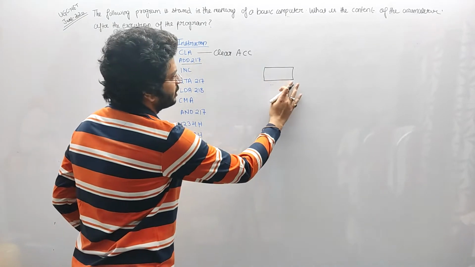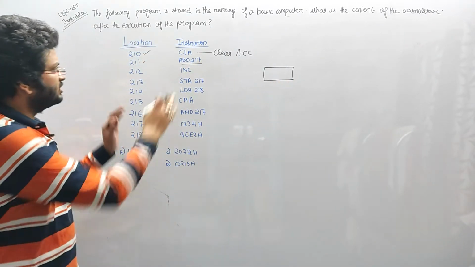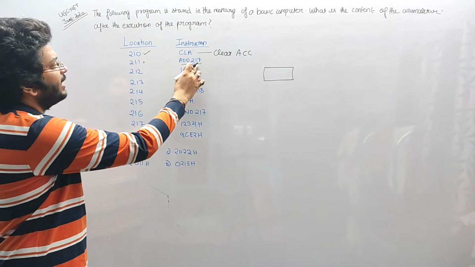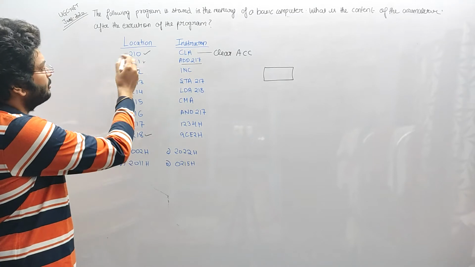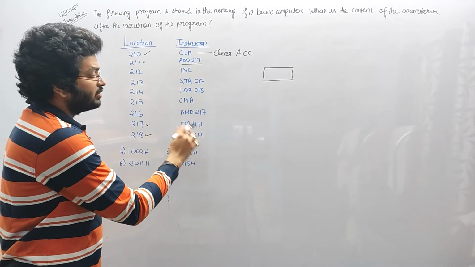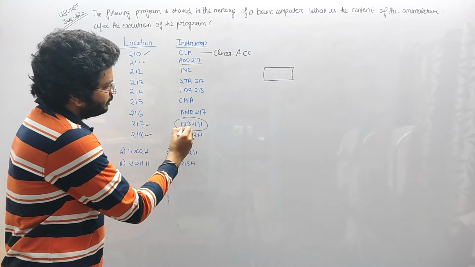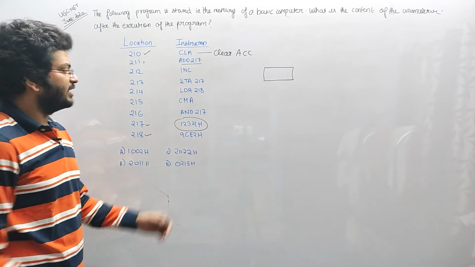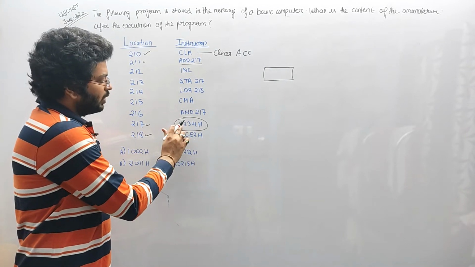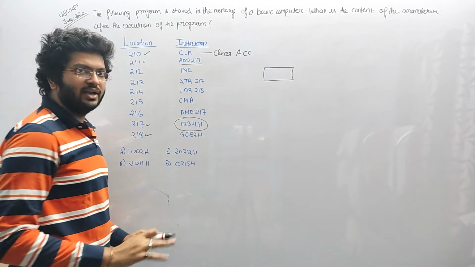We have to focus on this kind of question. These are actually memory locations. So here they are asking add 217, so we'll jump to location 217. Here the operand is 1234H. H means hexadecimal, so it is in hexadecimal format. 1234, and H stands for hexadecimal.